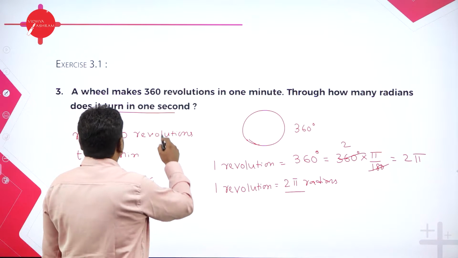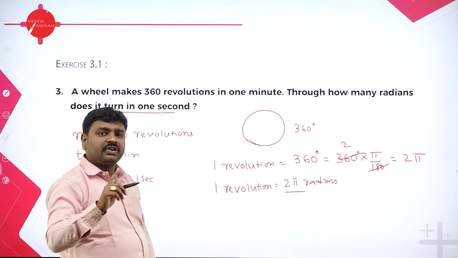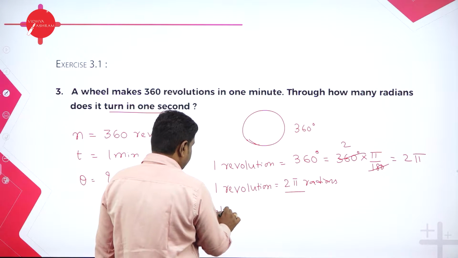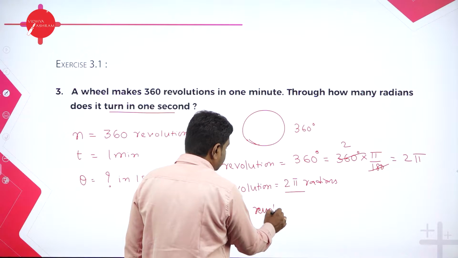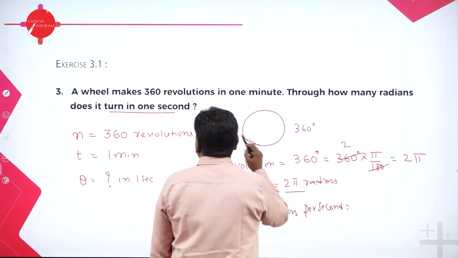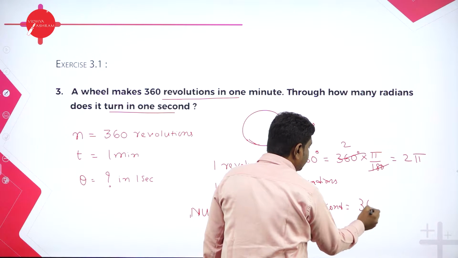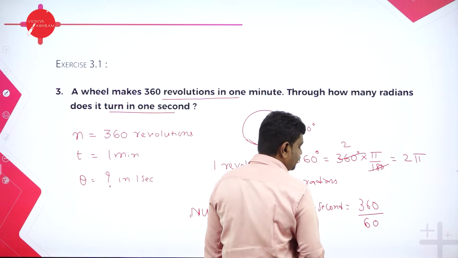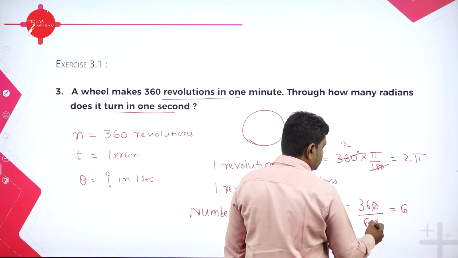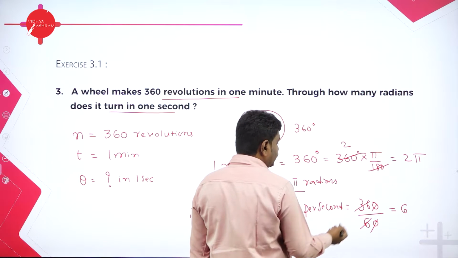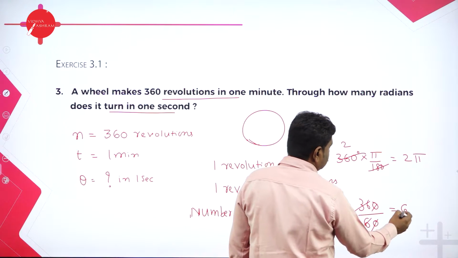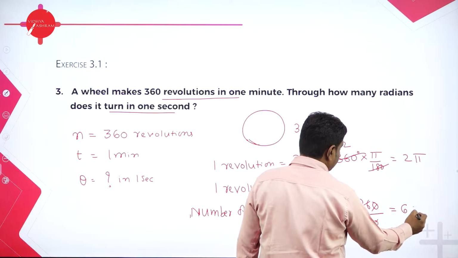Now it makes, see, 360 revolutions in 1 minute. So how many revolutions per second you should calculate? So number of revolutions per second is, see, 360 revolutions per minute. So 360 divided by 1 minute. 1 minute means what? 60 seconds. So if I do that, 0, 0 cancel, 6, 6. So you will have 6 revolutions per second.